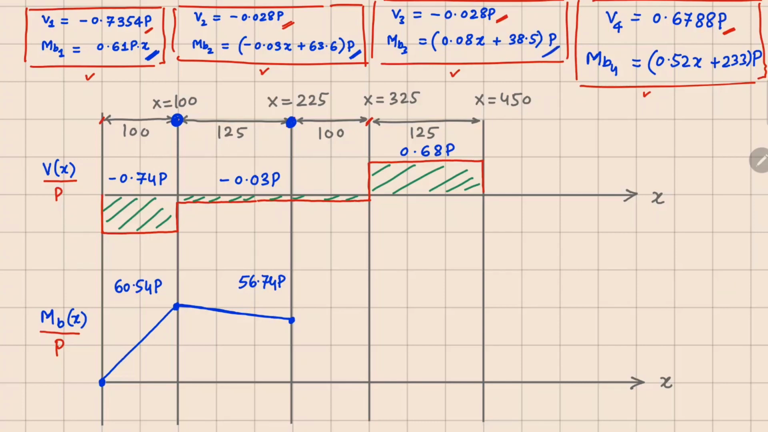In the third segment, we have to plot this line. Now this will be evaluated at x equals 225 and x equals 325. Here we match the same value there, but on the right hand side we get a slightly higher value, which is 64.85p. So this line goes slightly upwards in this manner. And in the last segment we plot MB4, and for MB4 we need 2 points, 325 and 450. So at 325 we match the same value, and at 450 we drop down to 0 in this manner.